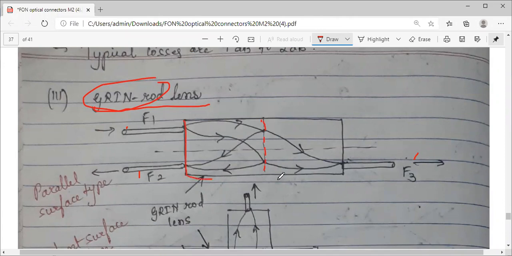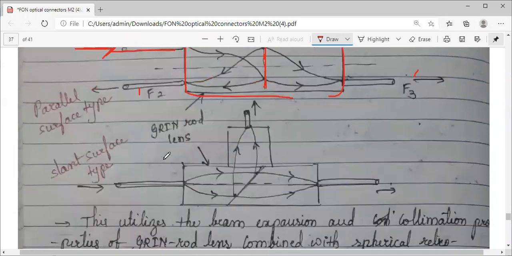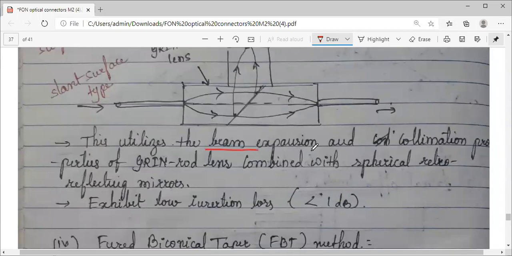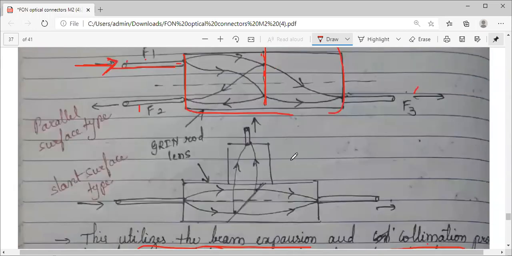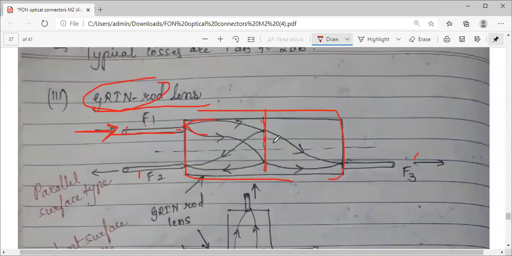So what will happen? This is your lens. Whenever you see the direction, the main fiber is F1. In the first fiber, the light is propagating. It will enter, and because of the beam expansion and collimation properties of the lens, this special type of lens we are using, the grid rod lens, has a property of beam expansion and collimation. That means the beam expands in different modes and finally collimates, it is combining. So that property we are utilizing here.